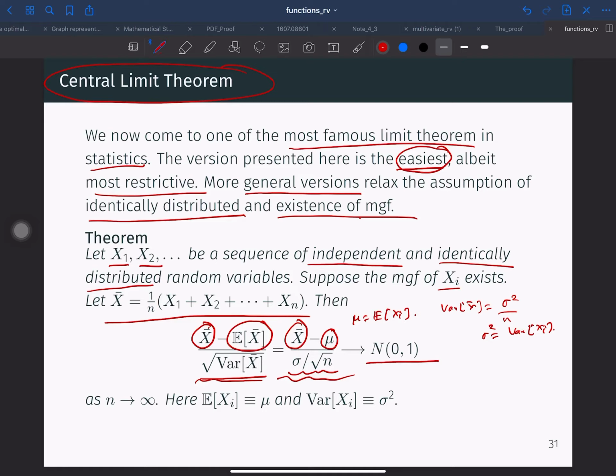So this result is true for any distribution. So the central limit theorem is powerful because it says I don't care what distribution you have. If n is big enough, I can approximate the sample mean by a normal random variable. I don't care what distribution you have. The sample mean for big enough n can be approximated by a normal random variable.